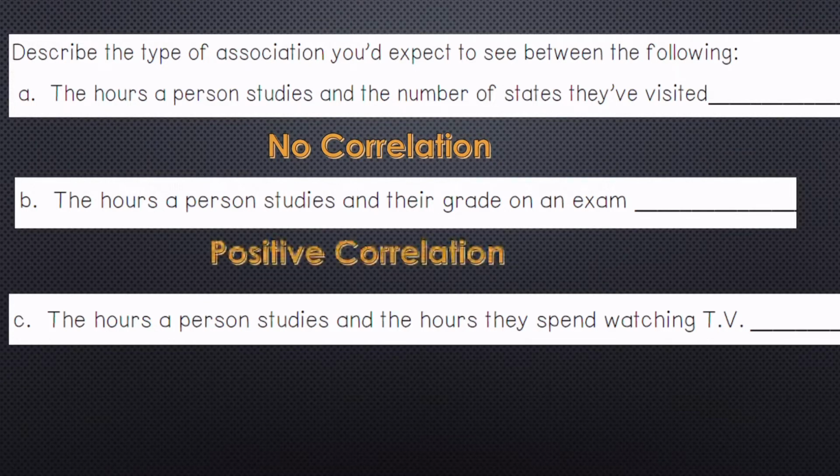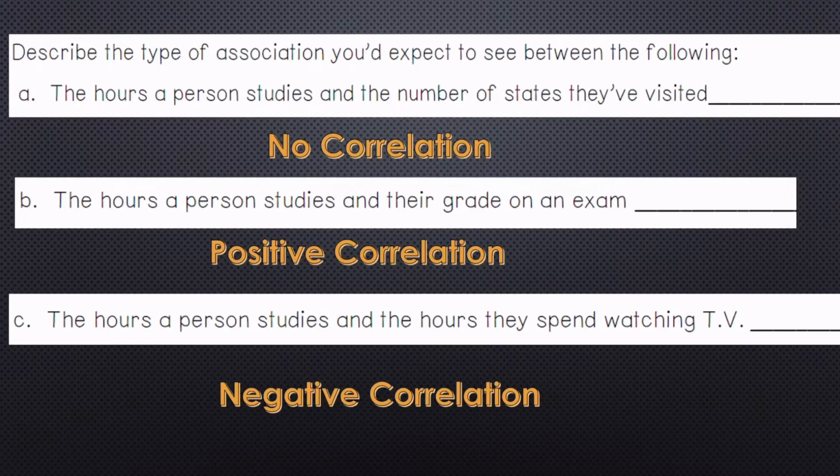And then last, the hours a person studies and the hours they spend watching TV. Well, let's think about this. If I'm studying more in one night, the amount of time I have left to watch TV goes down. Okay, so that would be a negative correlation.